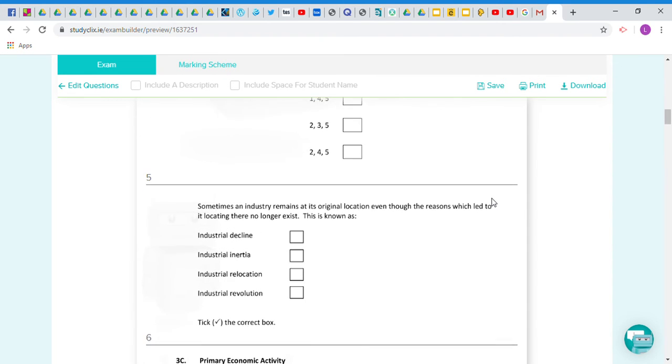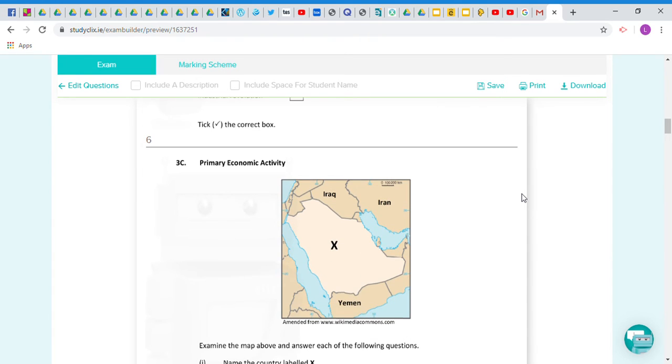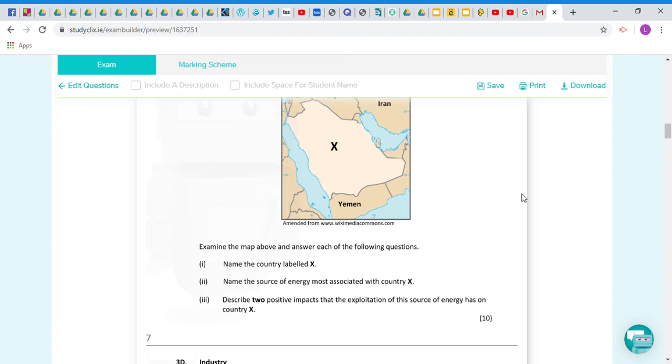Question 5. Sometimes an industry remains at its original location even though the reasons which led to its location there no longer exist. This is known as industrial inertia. Question 6. Examine the map above and answer each of the following questions. So name the country labelled X. That would be Saudi Arabia, and because it's name, it's just the answer. Name the source of energy most associated with country X. Again, because it's name, we just say oil.